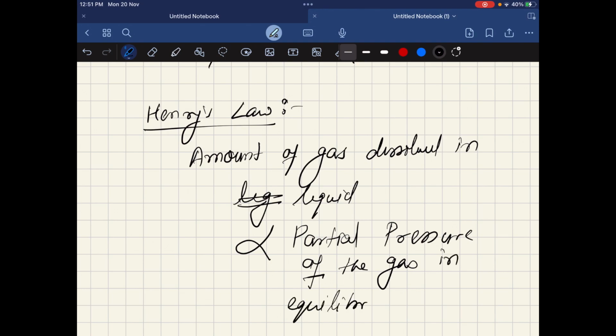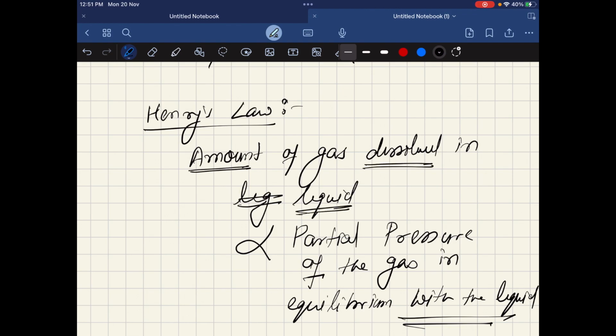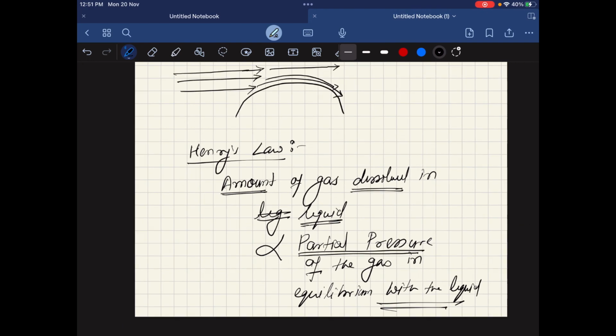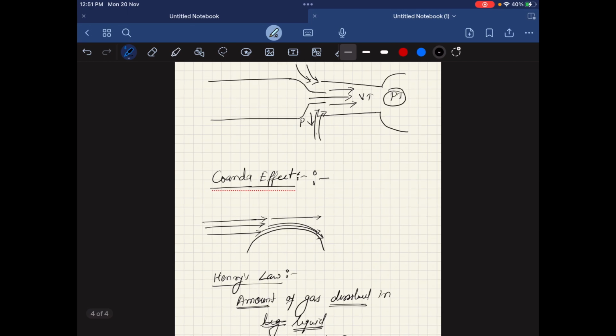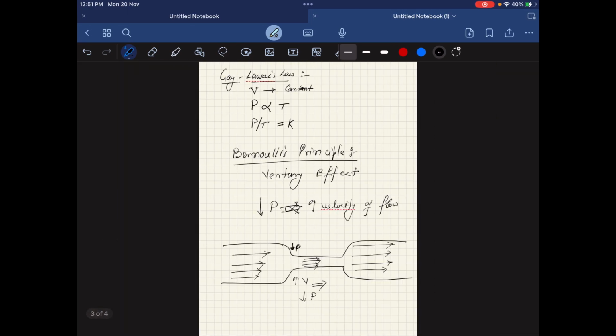So the amount of gas dissolved in the liquid will be directly proportional to the partial pressure of gas in equilibrium with the liquid. That is important because every time you have that says that all the gases is directly proportional to the amount of gas, it means directly proportional to the partial pressure. So it is a kind of indirect denotation of partial pressure.